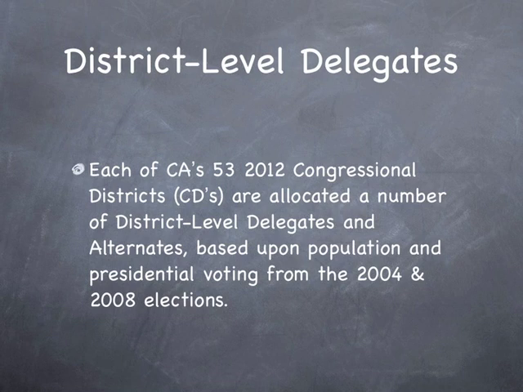First, let's talk about the district-level delegates. Each of California's 53 2012 congressional districts are allocated a number of district-level delegates and alternates. Now please note that these congressional districts are not the current congressional districts. They are the new 2012 lines as set by the California Redistricting Commission.